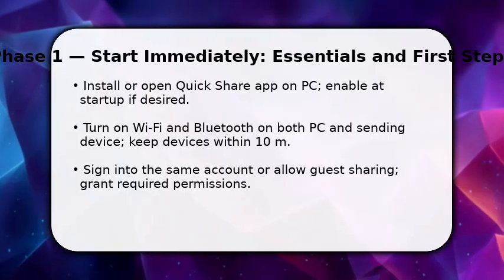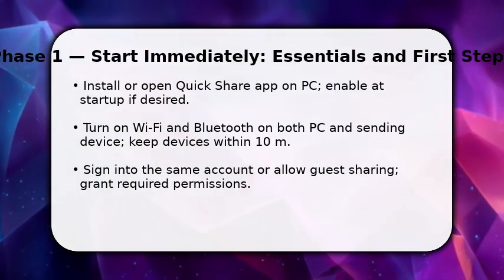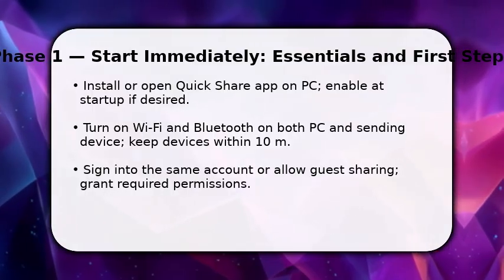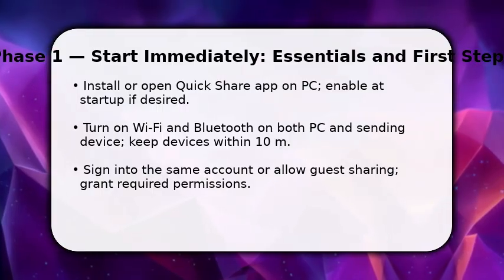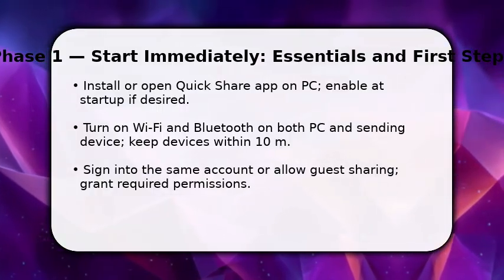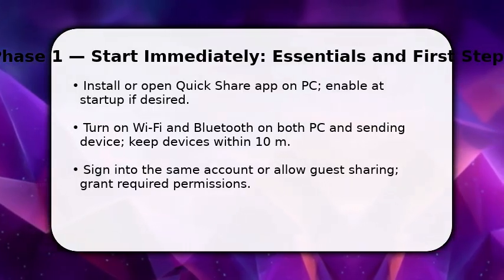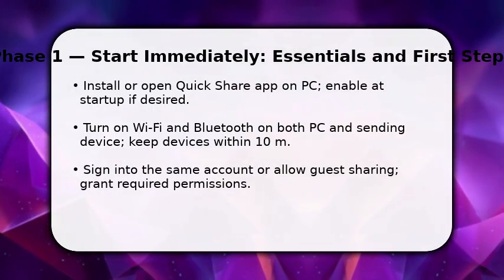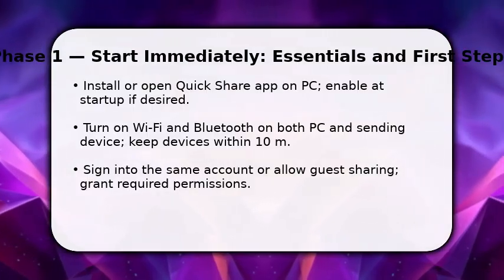You begin by preparing both devices. Open QuickShare on your PC and make sure Wi-Fi and Bluetooth are on. Sign into the same account or permit guest access because QuickShare needs identity to list devices. Once done, set the app to visible and allow file access and notifications. This avoids prompts mid-transfer. Make sure both devices are in range and unlocked, and keep the sending device screen active so the connection completes without timeouts.